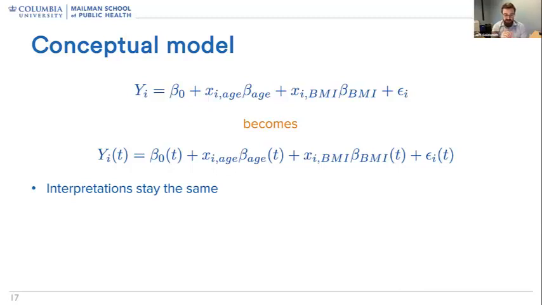Those are still scalars. And the interpretations here, I want to be clear, are also, broadly speaking, the same, in the sense that this beta age of t is the effect of age for each one unit change in age, while you keep everything else fixed. The model is more complicated in that it includes a temporal structure, but it is still in some sense a linear regression model.